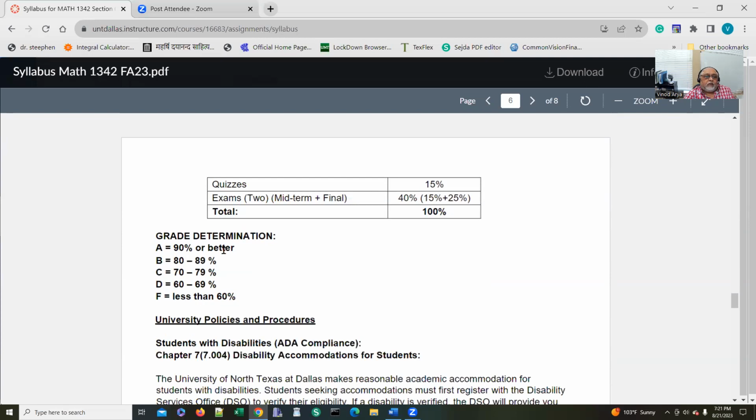So 90% or better is A, 80 to 89 is B, 70 to 79 is C, 60 to 69 is D, and this doesn't exist for you guys. I don't want anybody to get an F that is less than 60%.